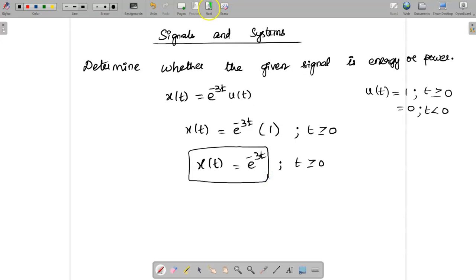So with this, let us find out what is the energy value and what is the average power P value. Whenever energy is finite and average power P is 0, it is called energy signal. Similarly, whenever E is infinite and average power P is finite, then it is said to be power signal. So in this problem, let us see what is the energy value and what is the average power P value.